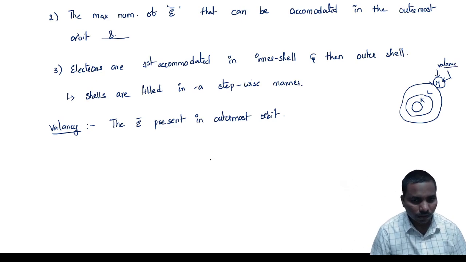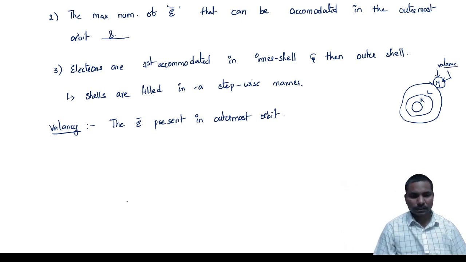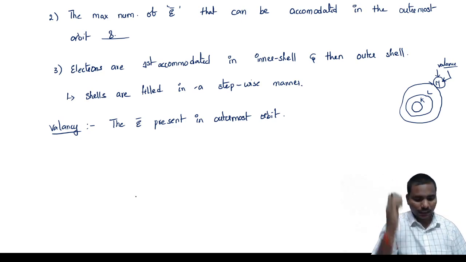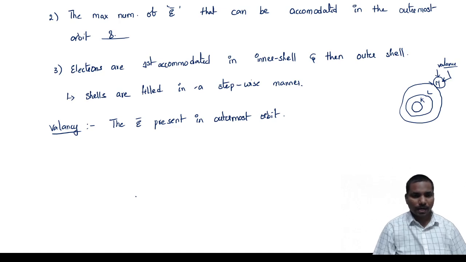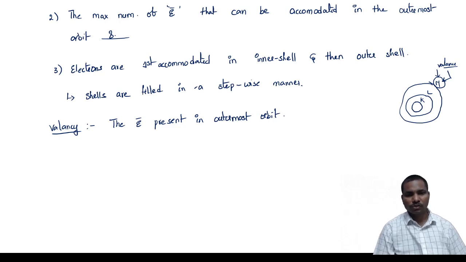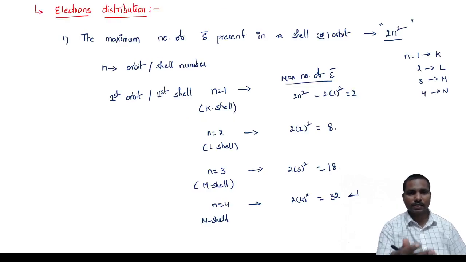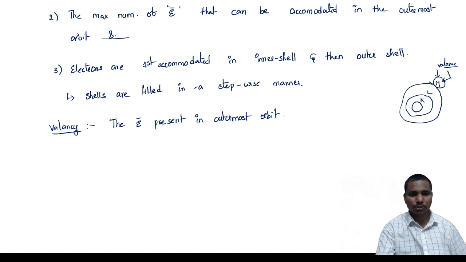After this, we are going to discuss some important terminology, guys: atomic number, atomic mass, isobar, isotone, isotopes, and all those. Before that, it is better to discuss some rules for filling of electrons. Already we have discussed the electronic distribution, so now we are going to discuss some rules for filling electrons.